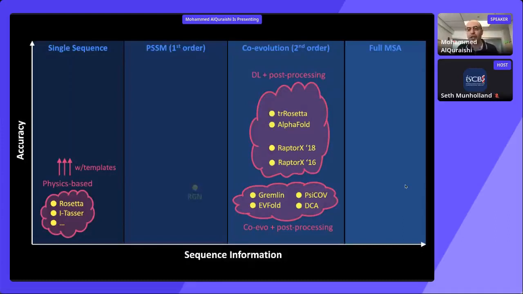Rosetta was one of them, which was in this general vein of combining coevolution ideas with physics-based refinement and post-processing.